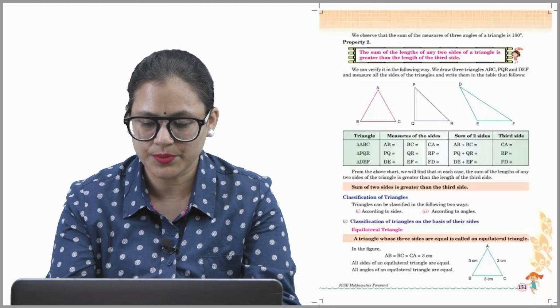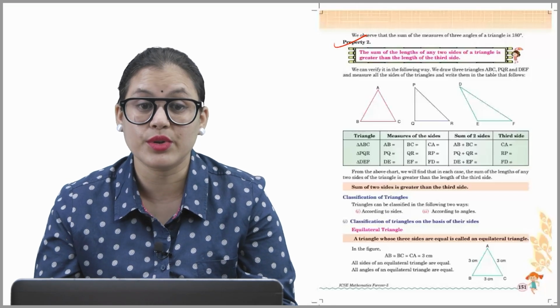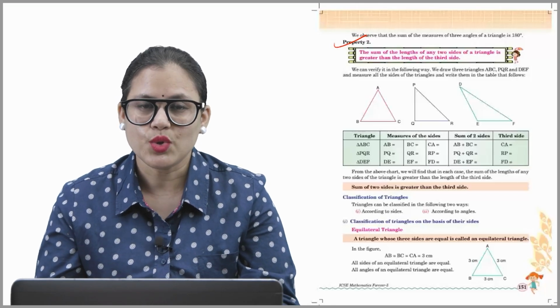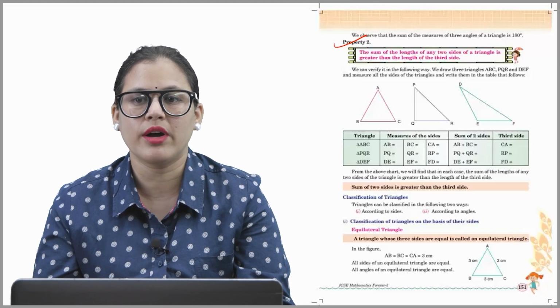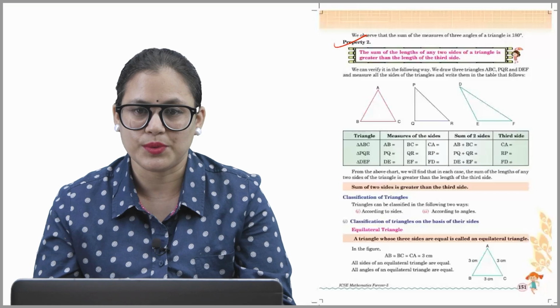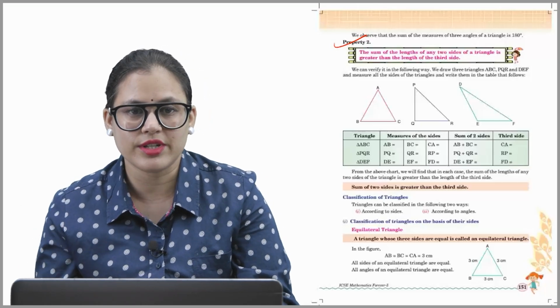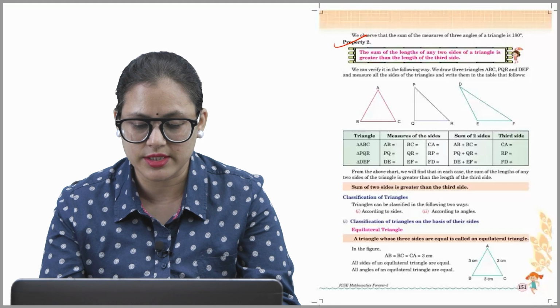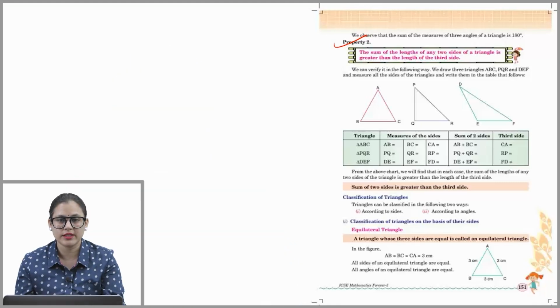Okay. Now property 2. The sum of the lengths of any 2 sides of a triangle is greater than the length of the 3rd side. So we can verify in the following way. We draw 3 triangles ABC, PQR and DEF and measure all the sides of a triangle and write them in the table that follows. Okay. So what we have to do is, students, you will take a ruler or a scale, you will measure the length of these sides, you will write over here, and then you will find the sum of 2 sides and compare with the length of the 3rd side.